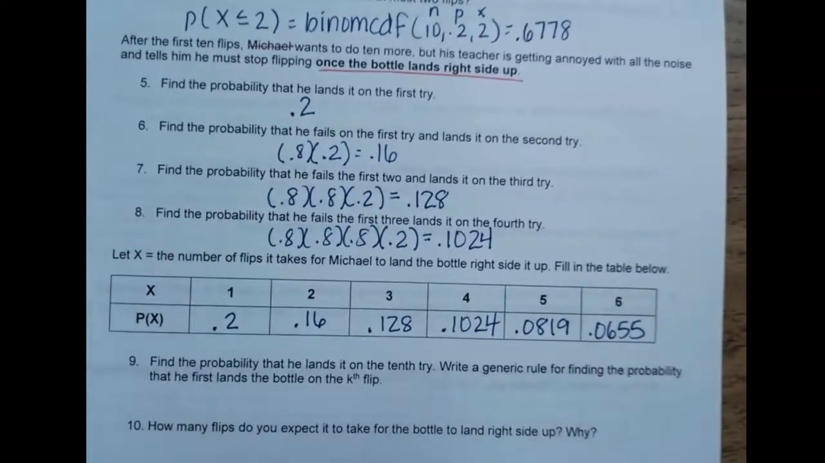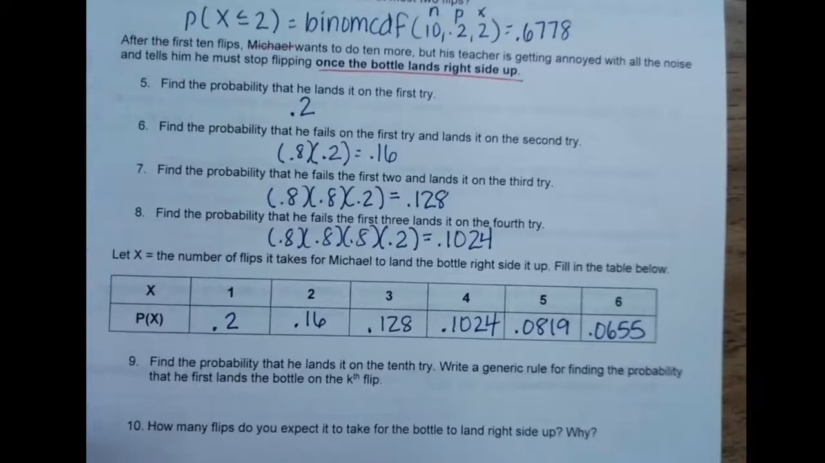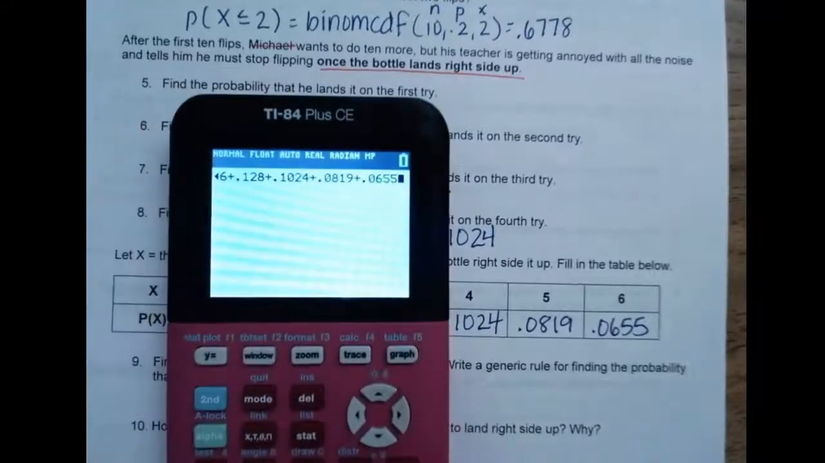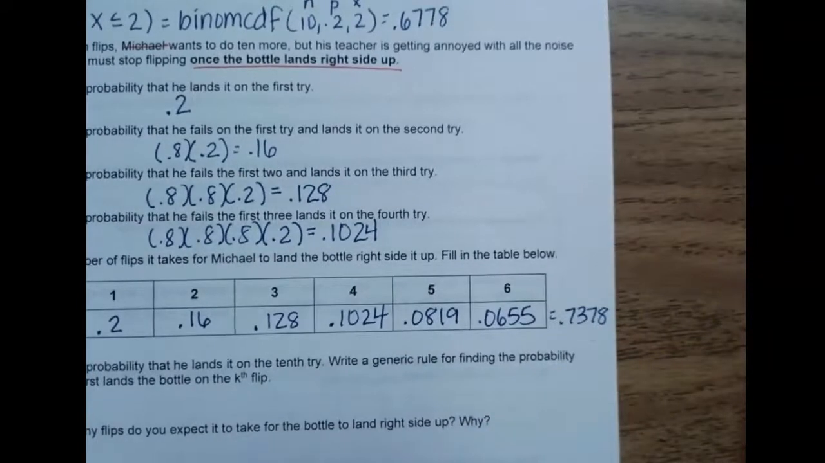All right, so let's see here. Let's verify our probability table. So he has a 0.2, I'm going to add them together, and a valid probability table should equal 1. 0.1024 plus 0.0819 plus 0.0655. So I'm going to add them all together, and I got 0.7378. So it doesn't equal 1.